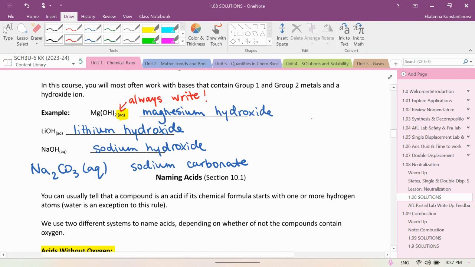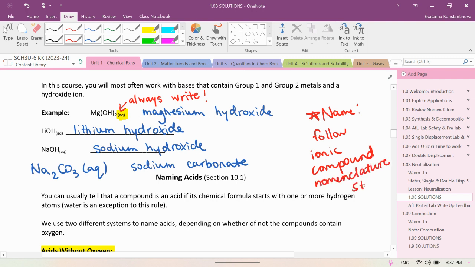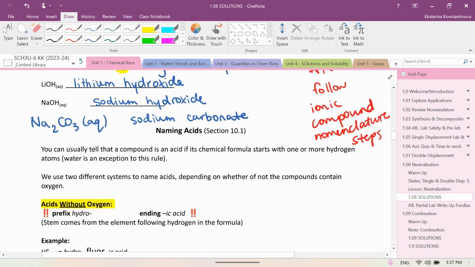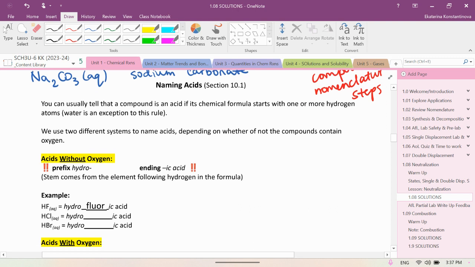Again, for your naming, follow your ionic compound steps with polyatomics. Now, what is new to us this year is naming acids.